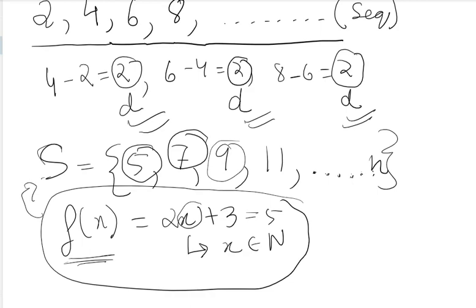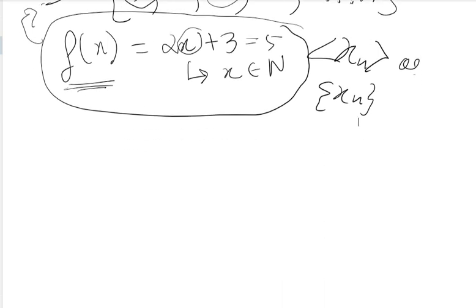A set will be given to you, and a sequence is denoted by this form, x_n, or it is denoted by x_n within curly brackets. This is the way you will denote a sequence. I've written it in a function form, but it is okay. And this x_n is the nth term of the sequence. Don't get confused, this will be the nth term.